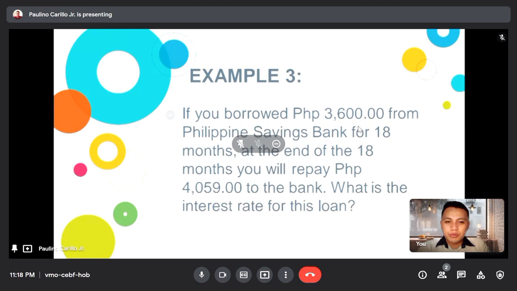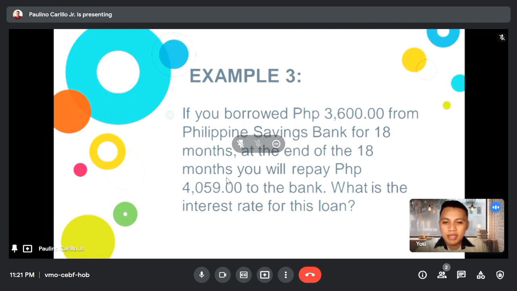Next, we have example 3. If you borrowed 3,600 from Philippine Savings Bank for 18 months, at the end of the 18 months, you will repay 4,059 to the bank. What is the interest rate for this loan? Now, what is asked in this problem? Interest rate. Now, notice that there is a 3,600 here and a 4,059 pesos here. Remember that the principal is always the borrowed money. The statement here, if you borrowed 3,600, automatically this is our principal.